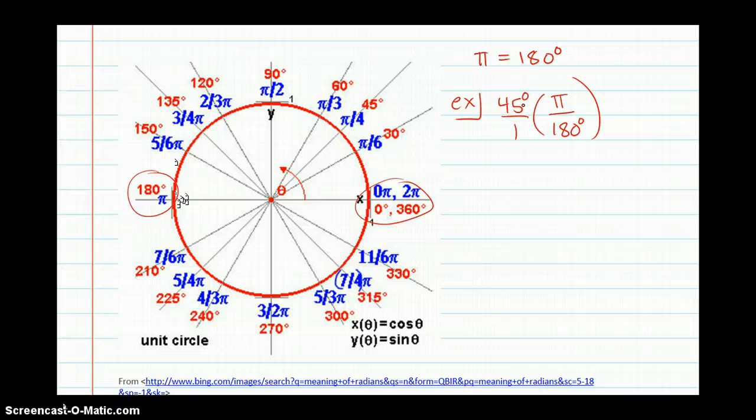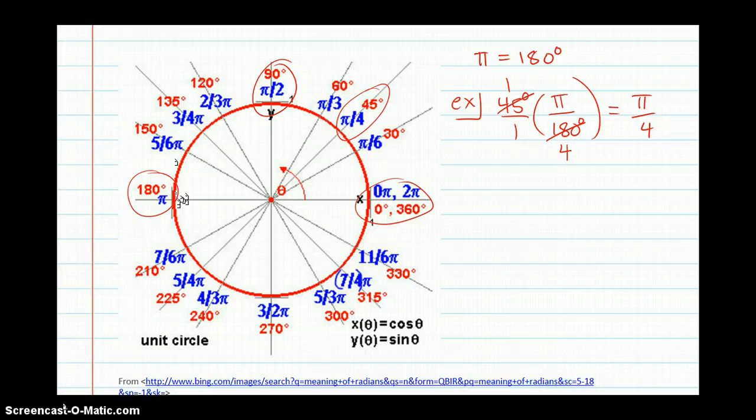If you cancel this, 45 goes into 180 4 times. So you can see that's where the pi over 4 comes from. This also makes sense because the whole half was pi. Half of that is pi over 2, which is 90 degrees. Half of that is pi over 4. So this distance, half of the quadrant, is pi over 4.